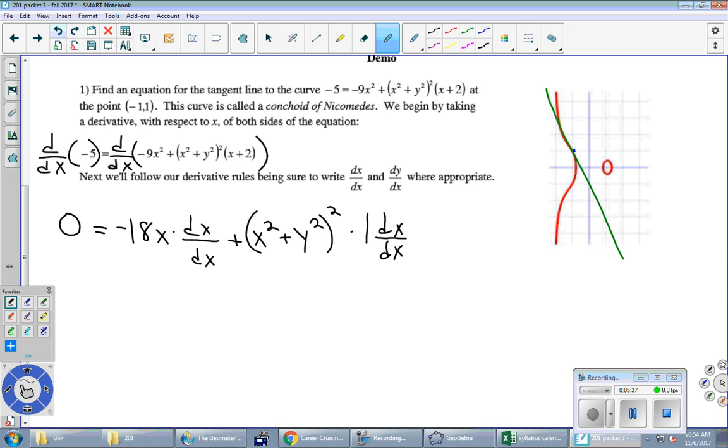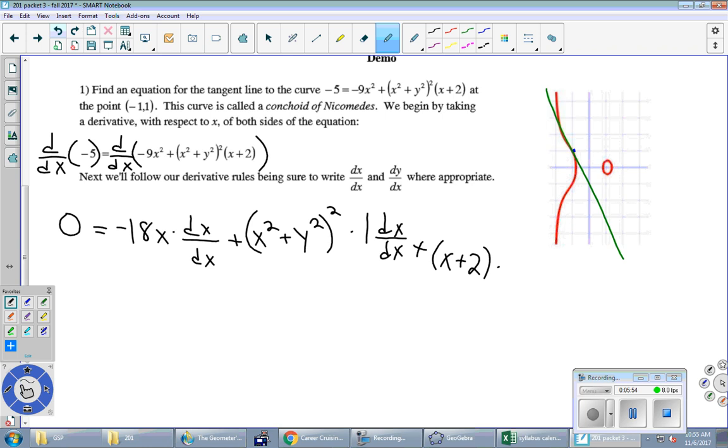Okay, but that was only part of the product rule. Now we do the rest of it. First times derivative of the second plus second. So now we copy the second. I'm running out of space here. We're going to go down this way. Copy the second times the derivative of the first.